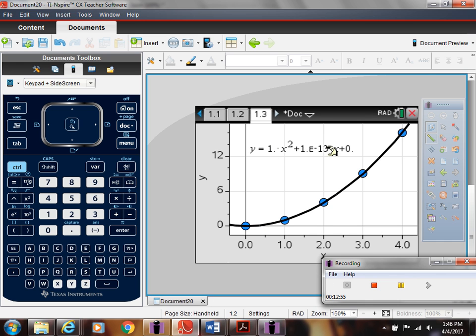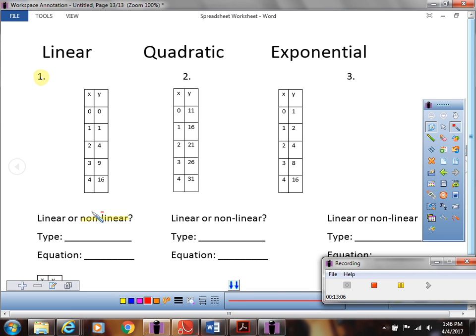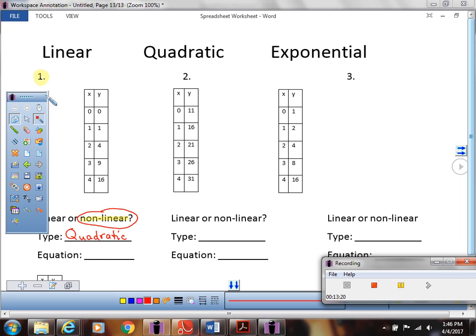So let's write it down. This right here is what we think it might be. So right here, first of all, it's nonlinear. You would highlight that, or you could circle it if you want. Those of you using like a marker, you can just circle that. The type would be quadratic, so you would write that here. And don't write the equation. Let me explain the equation real quick. Don't write it yet. I'm gonna write it up here, because I want you to look at that equation.